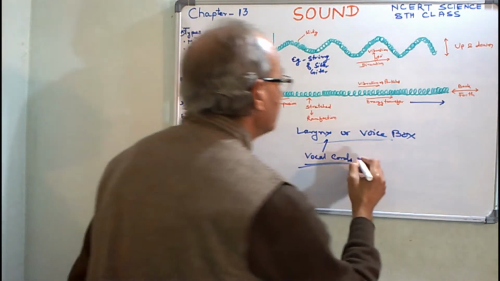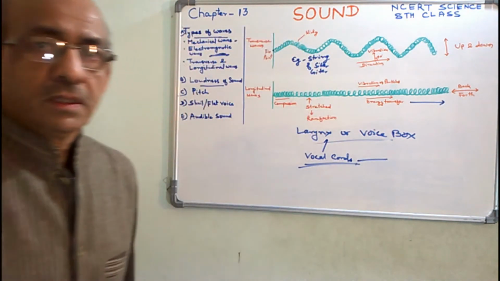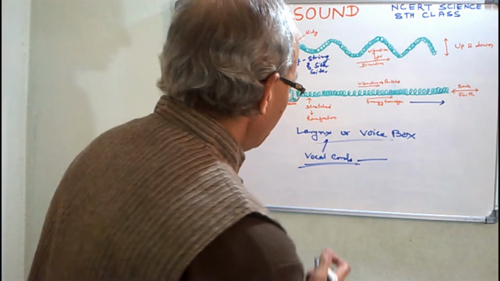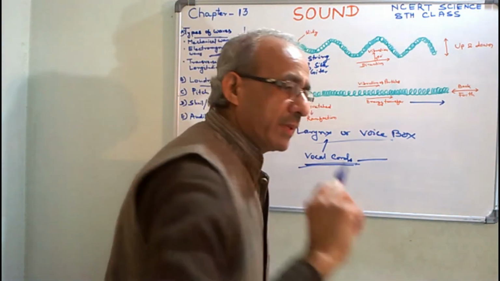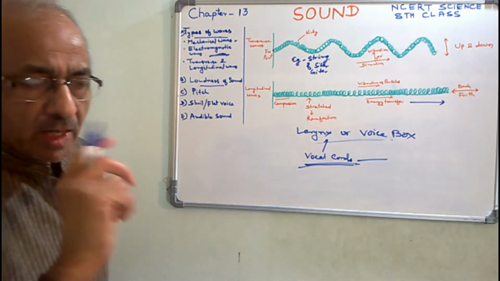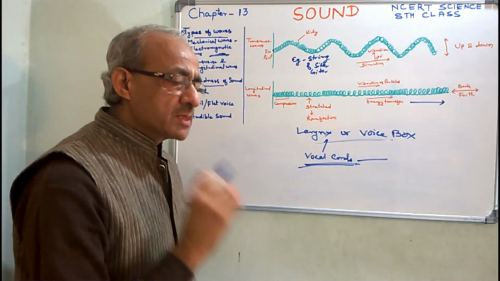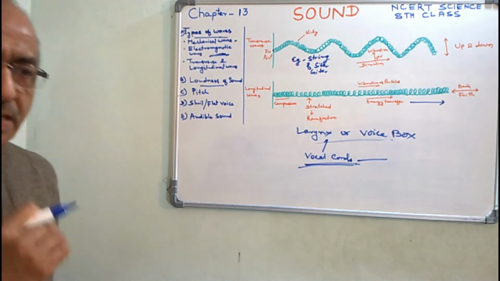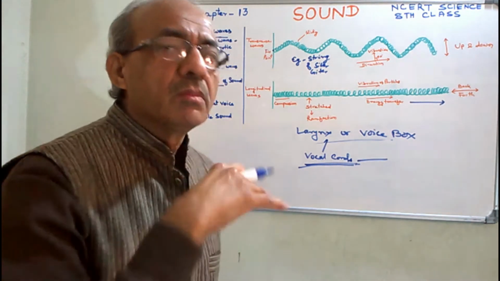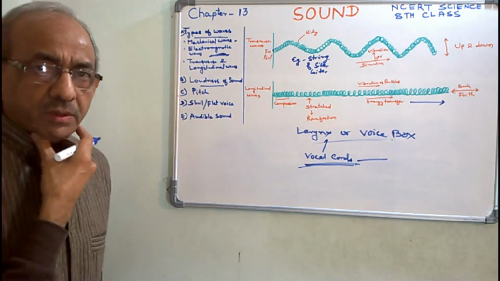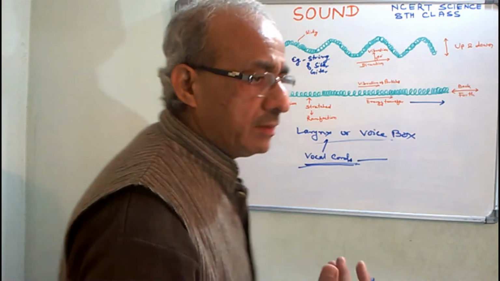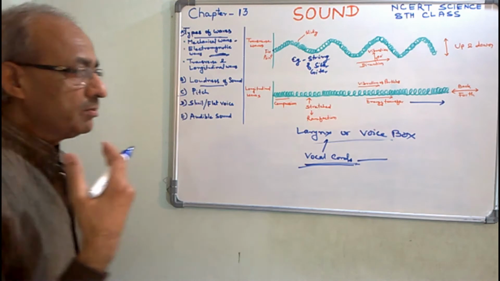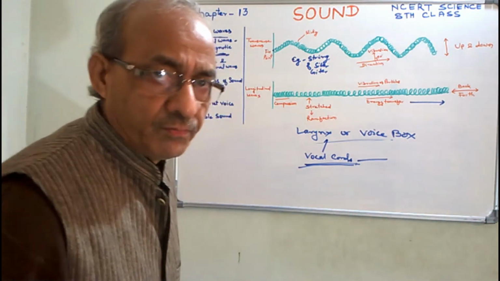When the instruction comes from the mind, brain, the vocal cords start vibrating, and due to a specific type of vibration, a specific type of voice is produced in our buccal cavity, mouth. That is the speaking, that is the voice which we utter.